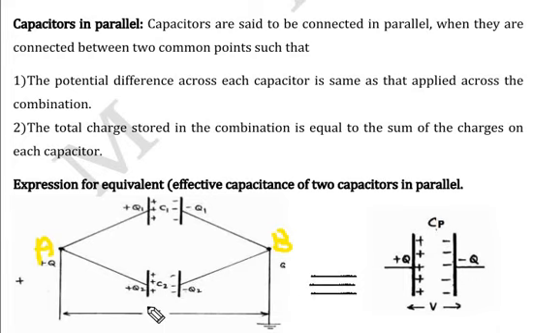If V is the applied potential difference across the combination, the same potential difference is observed across C1 and also C2. So remember, whenever devices are connected in parallel, the charge of the combination divides across the devices connected in parallel, whereas the potential difference across each device would be the same and would be the same as that across the total combination.